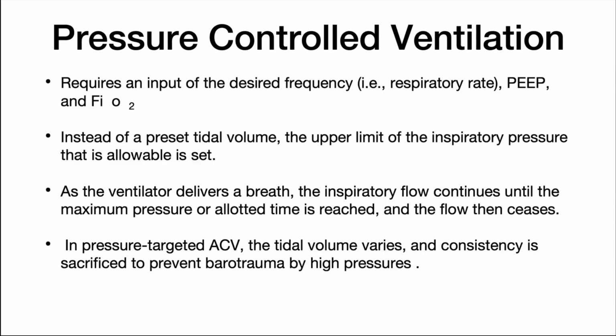Similar to volume-controlled ventilation, the pressure-targeted modes require an input of a desired frequency, say respiratory rate, PEEP, and FiO2, but instead of a preset tidal volume, the upper limit of inspiratory pressure that is allowable is set. As the ventilator delivers a breath, the inspiratory flow continues until the maximum pressure or allotted time is reached, and then the flow ceases. In pressure-targeted modes, the tidal volume can vary, and the consistency is sacrificed to prevent barotrauma by high airway pressures. Viewing the graphs on the slide, we can see the effect of lung compliance on the delivery of volume.